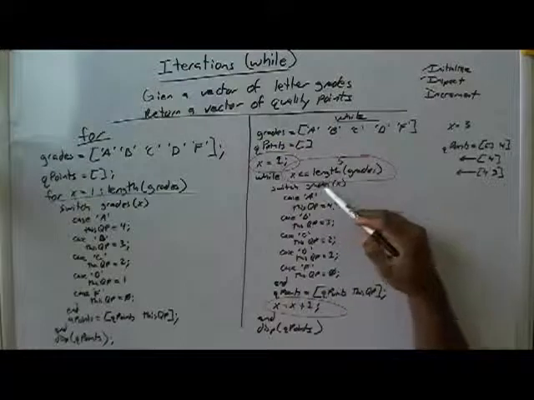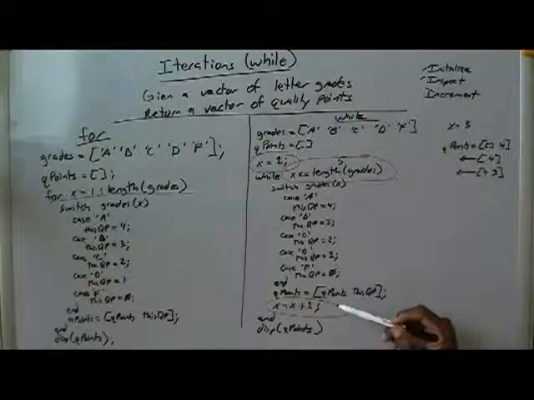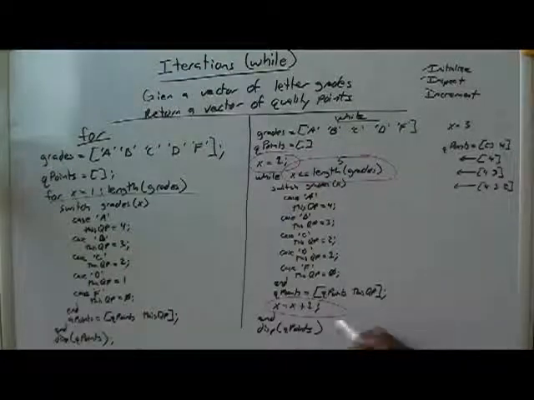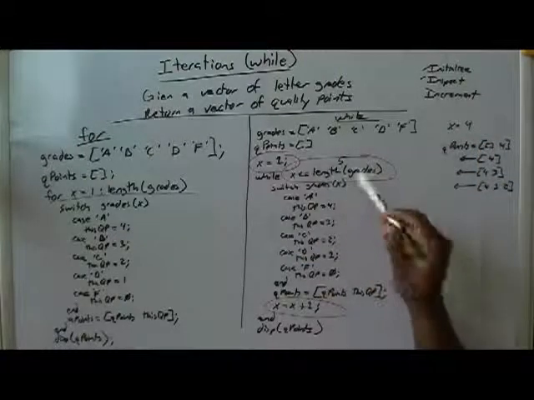Now you're switching on grades indexed at 3, which is C. We find out QP equals 2. We concatenate that onto the end. So now Q points is equal to the vector 4, 3, 2. X is equal to X plus 1, so X gets incremented again. X is now 4. You pass this test because 4 is less than 5.